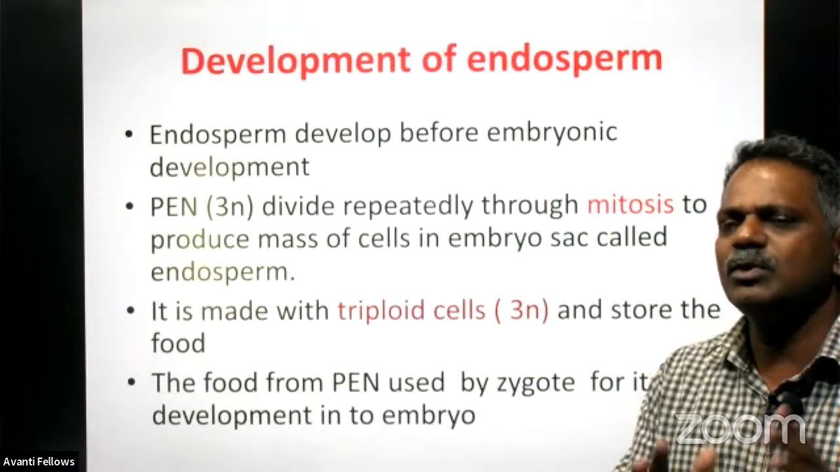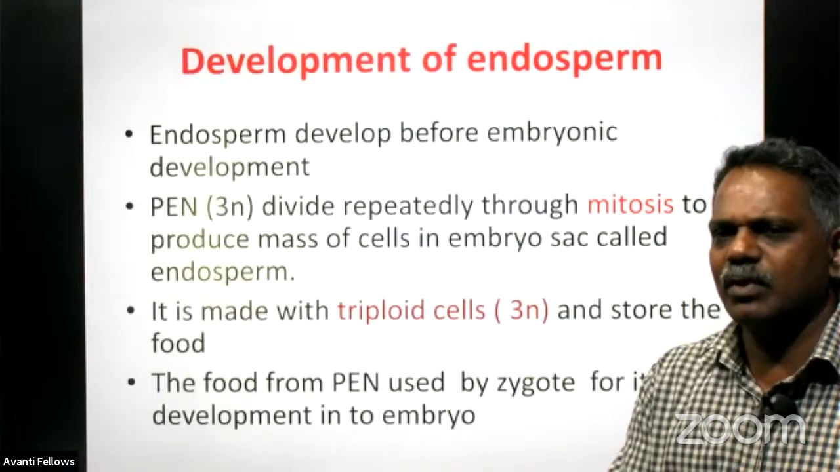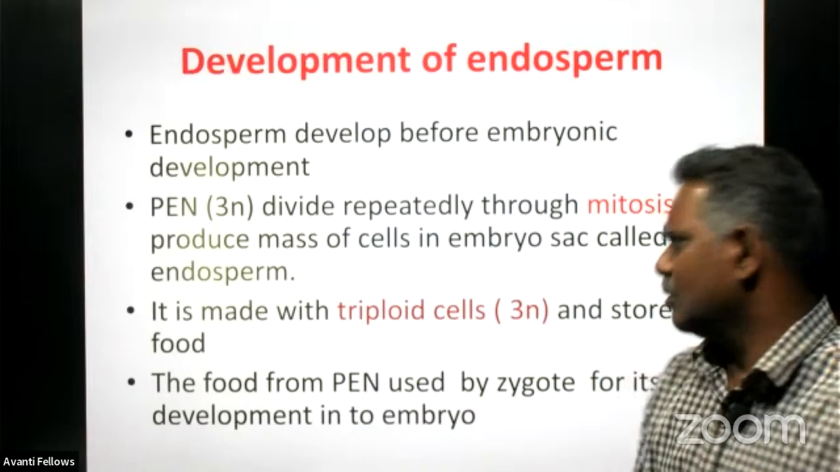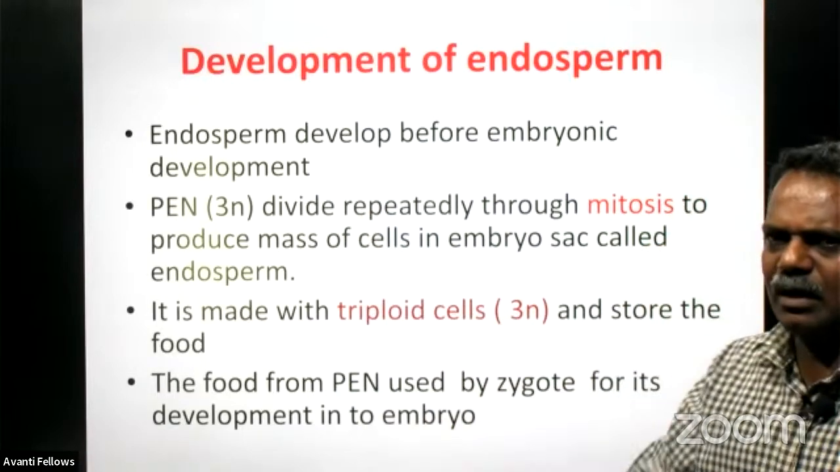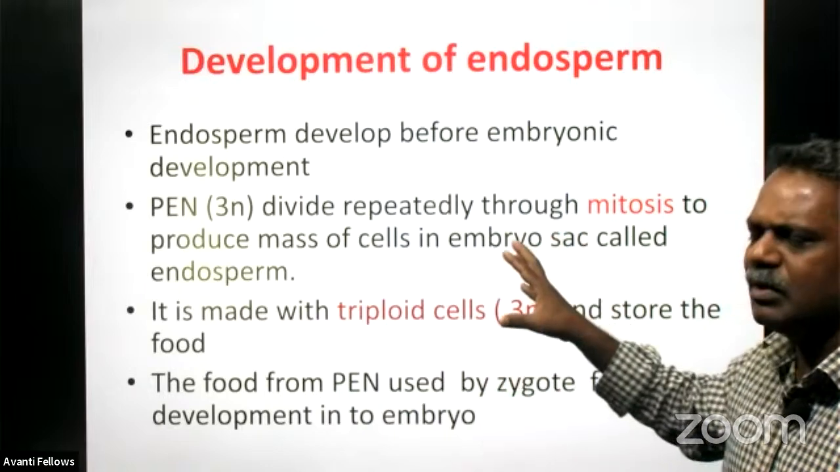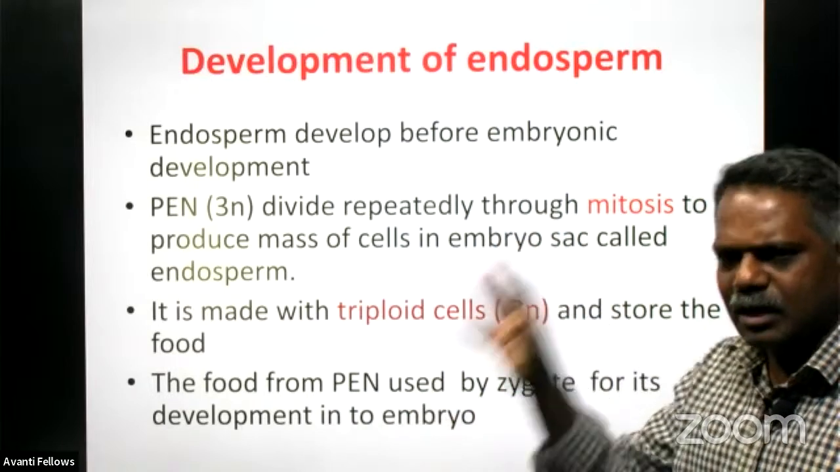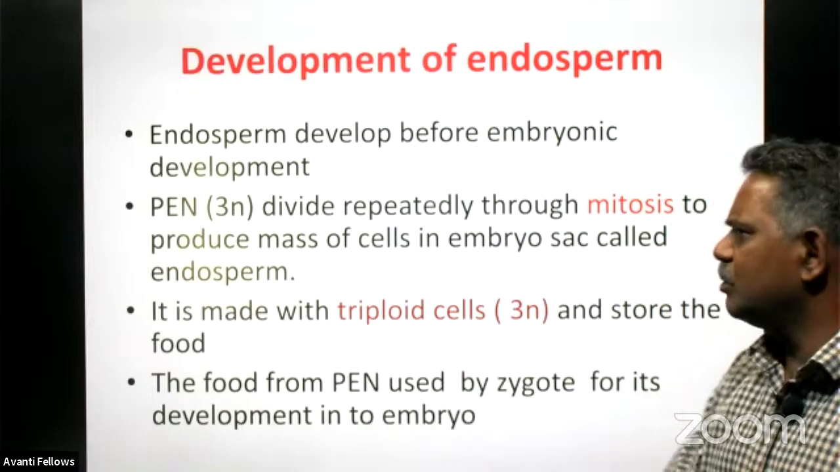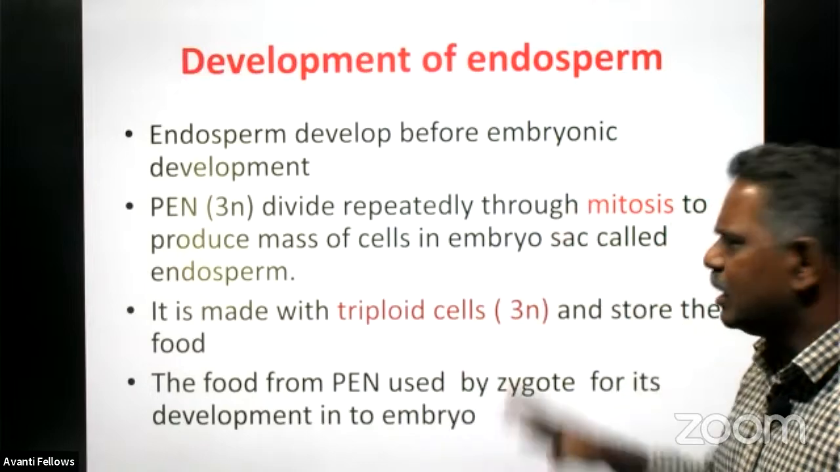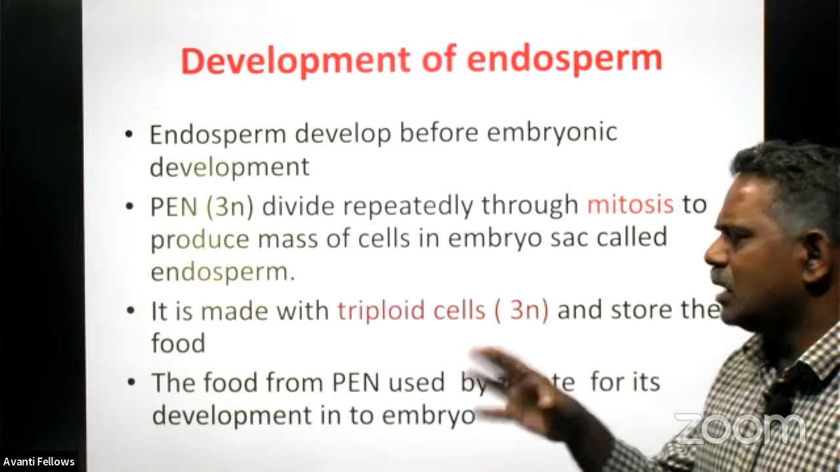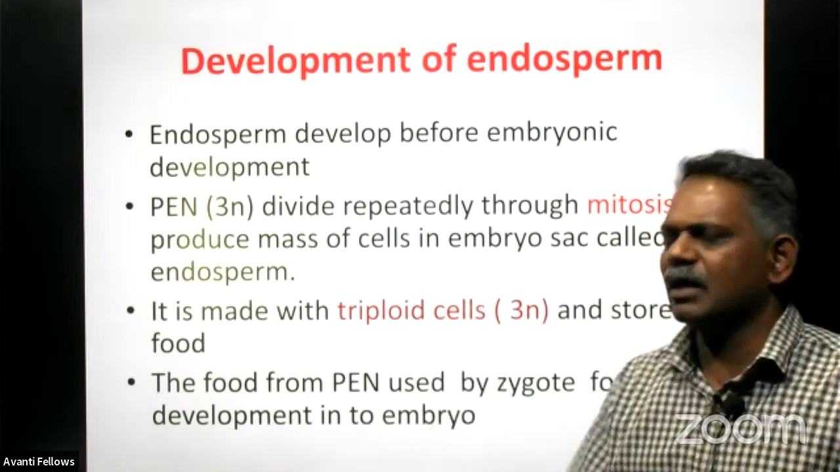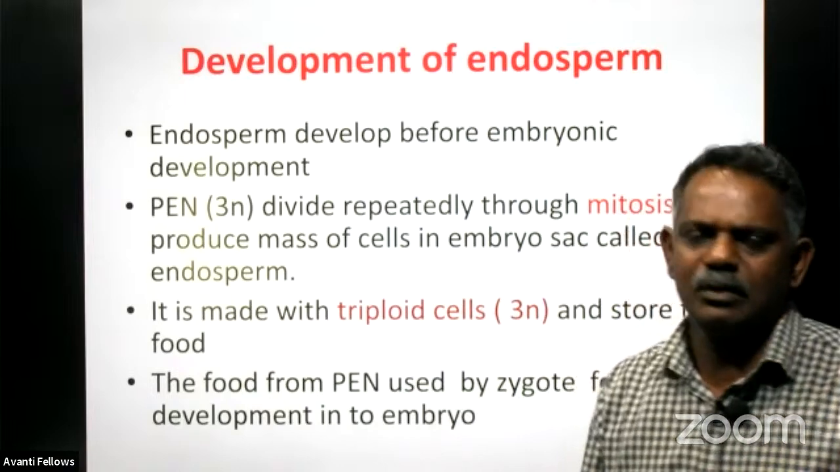So endosperm should develop before the development of the embryo from the zygote, right? Then the primary endosperm divides repeatedly. This primary endosperm is a single cell only, a triploid cell. It's a product of triple fusion that divides repeatedly through mitosis and produces a mass of cells in the embryo sac. That we call the endosperm.